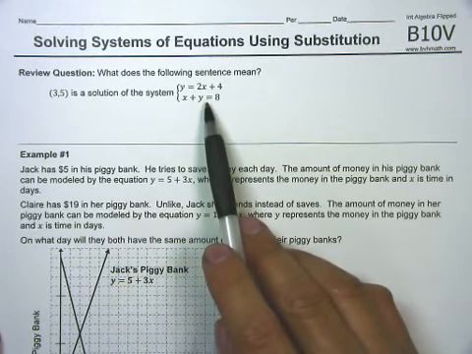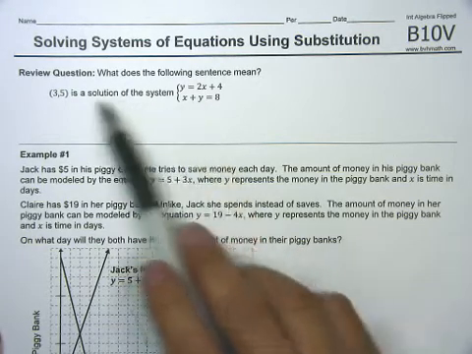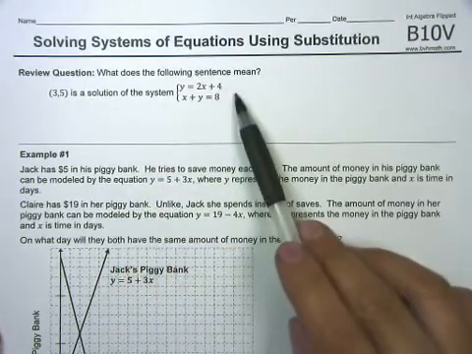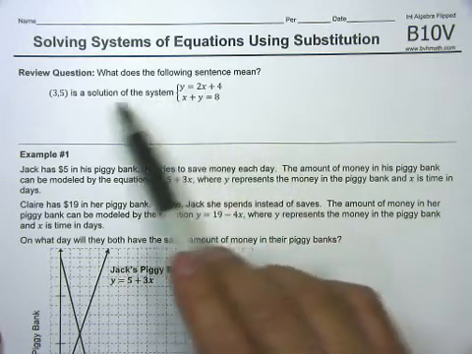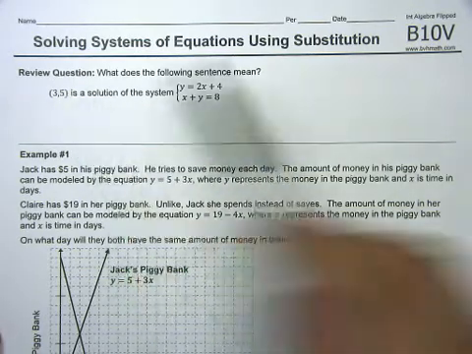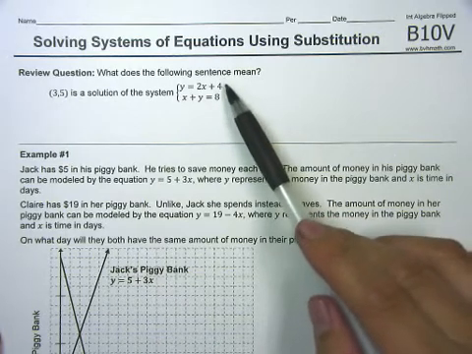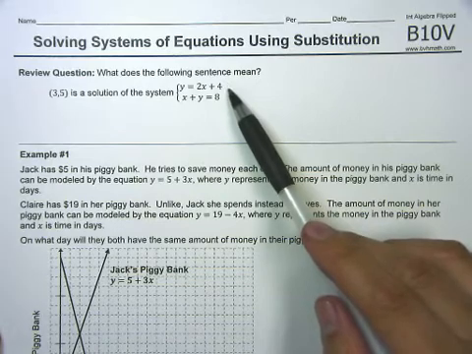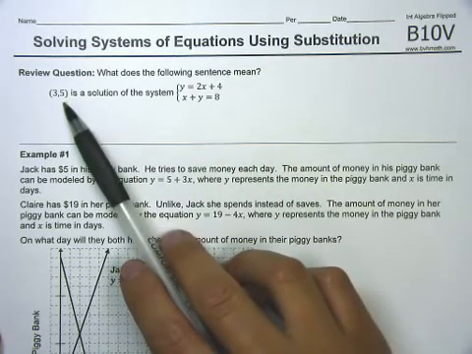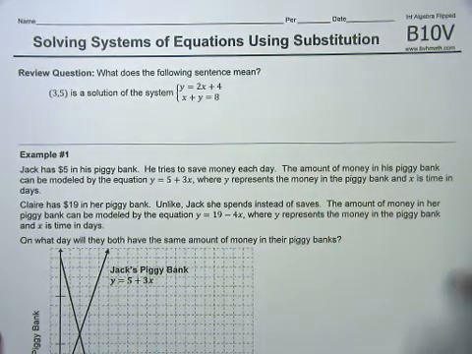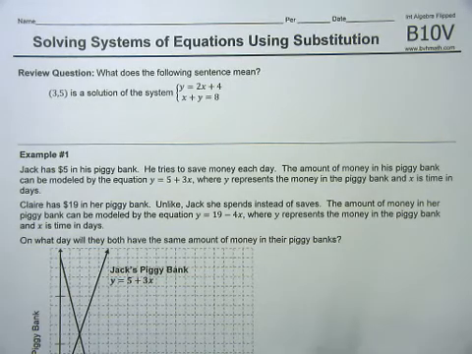All right, welcome back. You should have said something like this, that 3, 5 is the ordered pair that satisfies these equations, right? Which means that if I were to substitute 3 for x and 5 for y in both of these equations, it would make both of those equations true. Another thing you could have said is that 3, 5 is the place where these two lines intersect. So keep those in mind as we go about these types of new problems today.